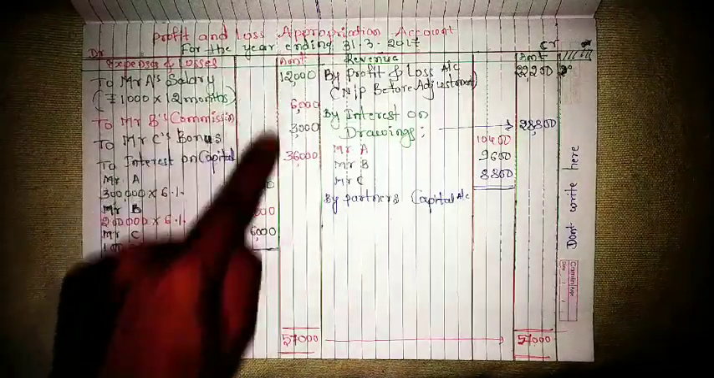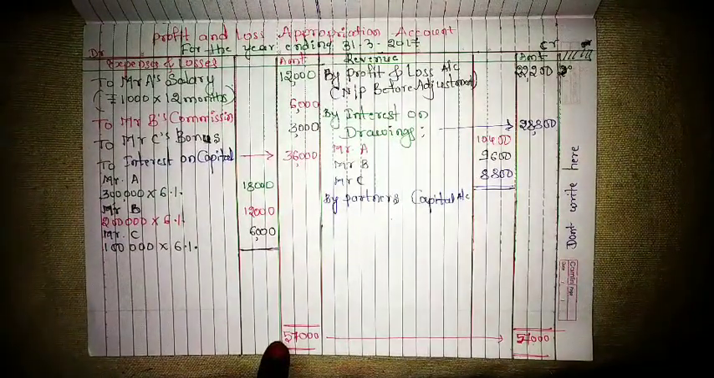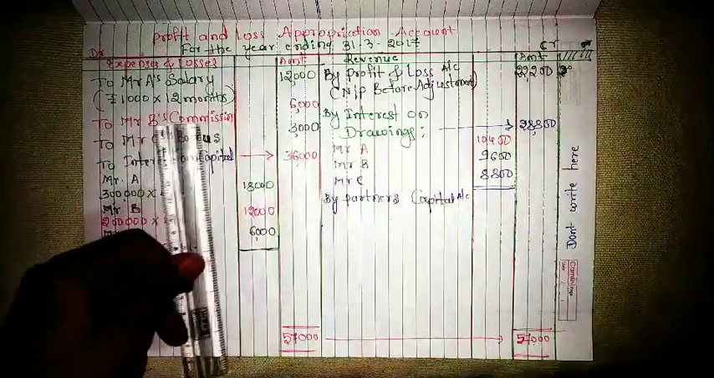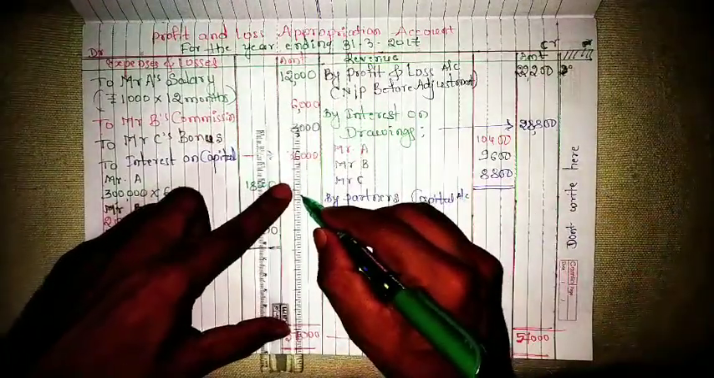Debit side is more, 57,000. Write that debit side total. Okay, this is the total.